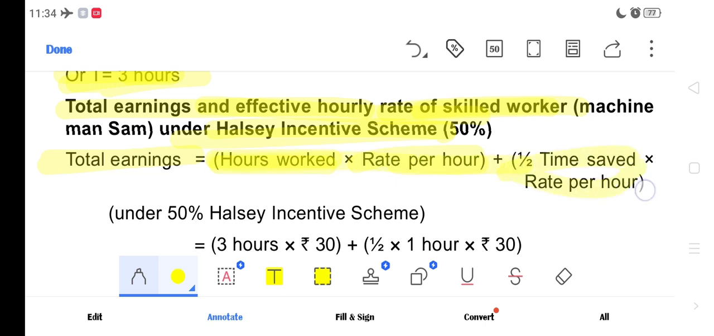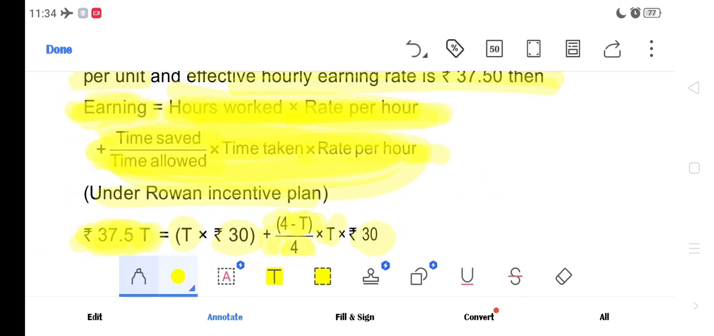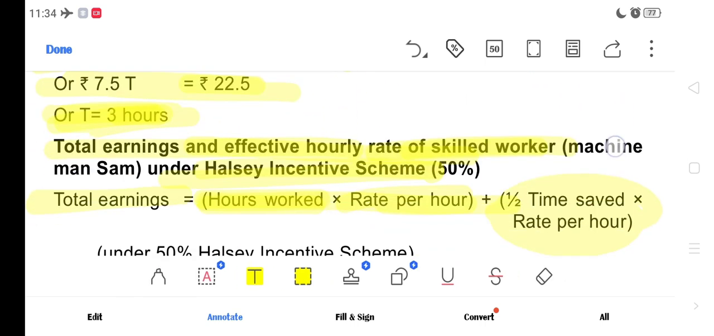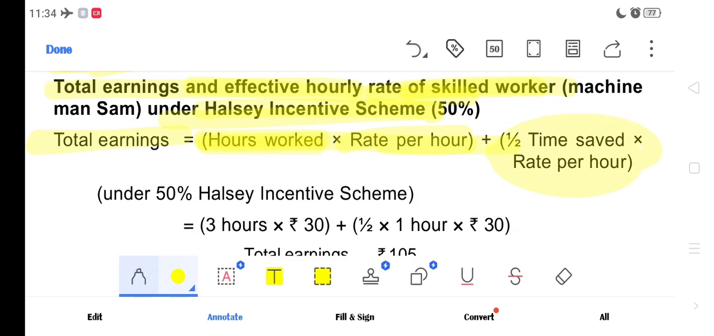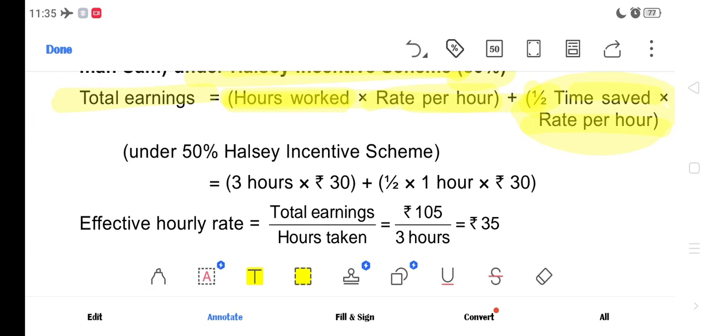I already told you this part remains the same, but what changes is the bonus part. In the Rowan method it is time saved by time allowed into time taken into rate per hour, but this is not the same here. Under the Halsey method, since it is 50%, we take 1 by 2 of time saved into rate per hour. We have time saved and time taken, so substitute.